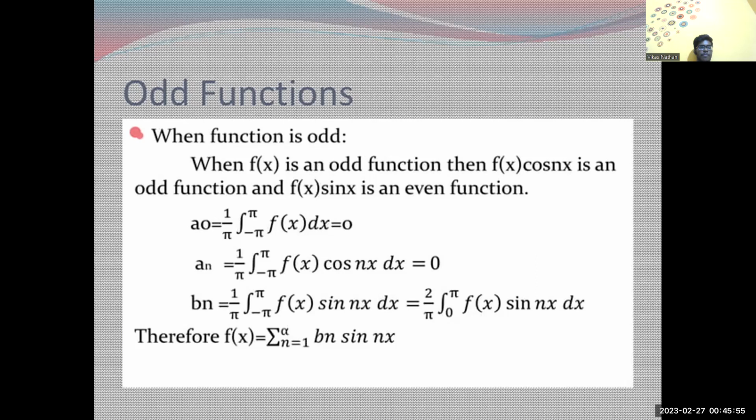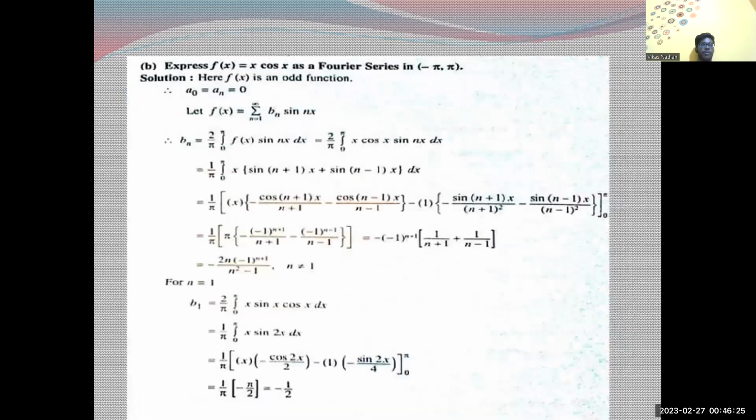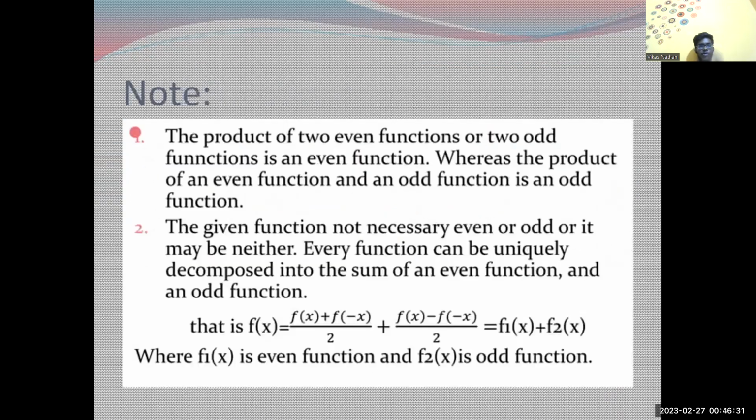a naught is equal to 1 by pi integral minus pi to pi f of x dx, which is equal to 0. a n is equal to 1 by pi integral minus pi to pi f of x cos nx dx, which is equal to 0. b n is equal to 1 by pi integral minus pi to pi f of x sin nx dx, which is equal to 2 by pi integral 0 to pi f of x sin nx dx. Therefore, f of x is equal to sigma n equal to 1 to infinity b n sin nx. Here also we have an example of a cosine function Fourier series. Note, we have some properties.